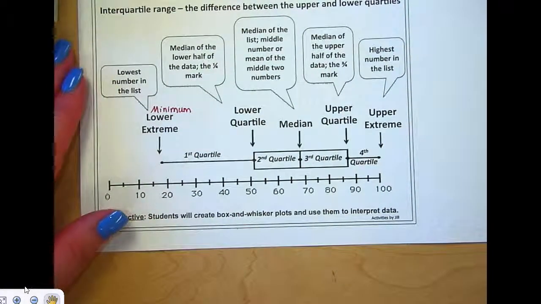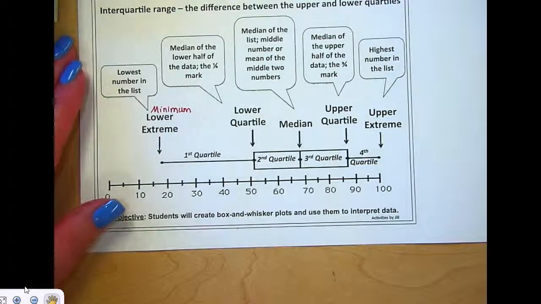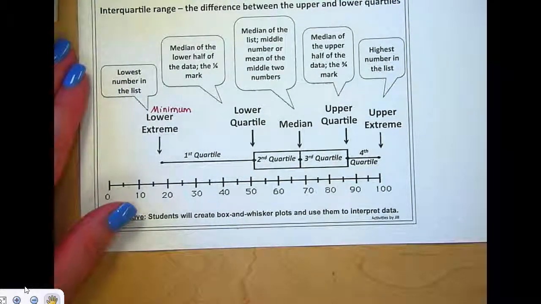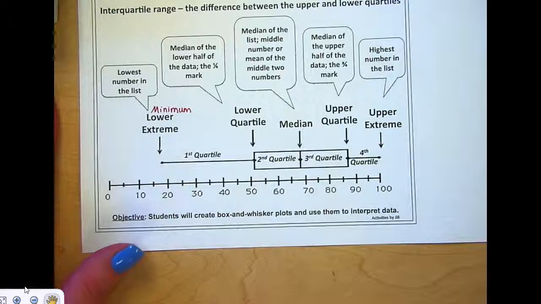Write that on there, minimum. Right there with lower extreme. You can see it called the minimum or the lower extreme. That's the lowest number in the data set.